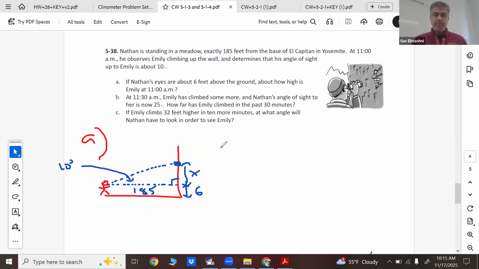Before I do that, what's part B asking us to do? Part B is asking us at 11:30 a.m. she's climbed some more. Now it's changed to 25 degrees. How far has she climbed in the past 30 minutes?